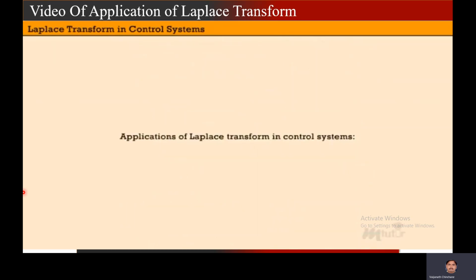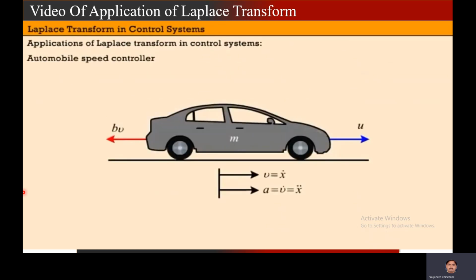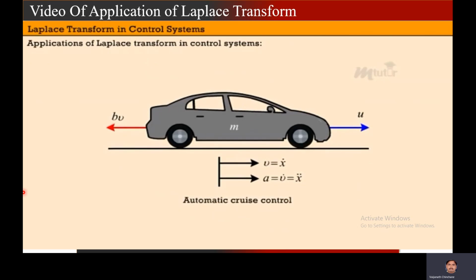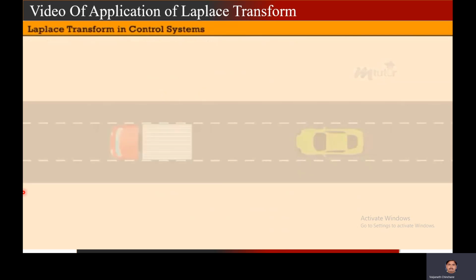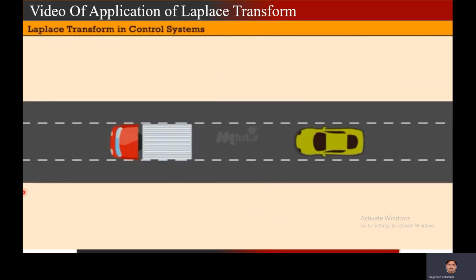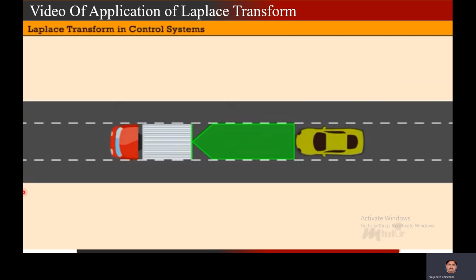Let us see some more applications of Laplace transform in control systems. The first one is the automobile speed controller, like automatic cruise control. Automatic cruise control is an excellent example of a control system found in many modern vehicles. The purpose of the cruise control system is to maintain a constant vehicle speed despite external disturbances, such as changes in wind or road grade.